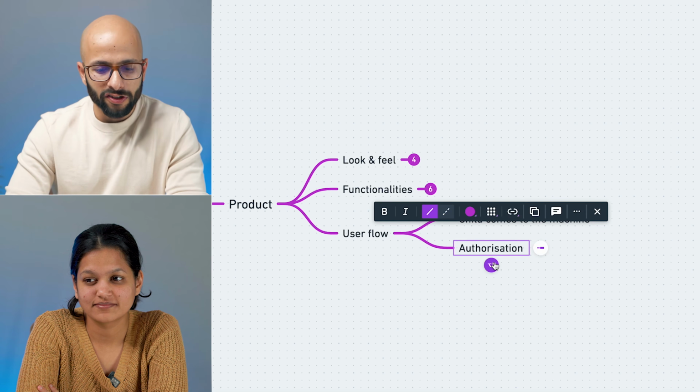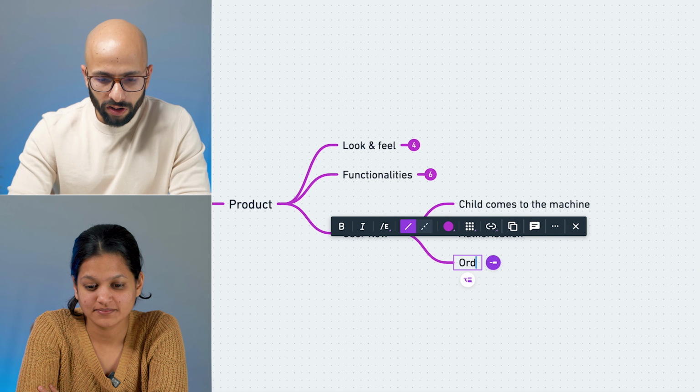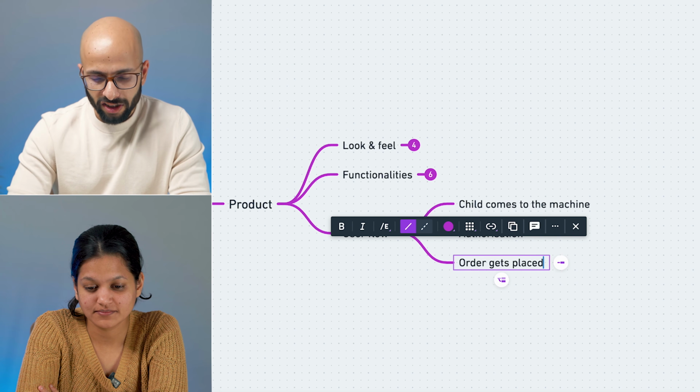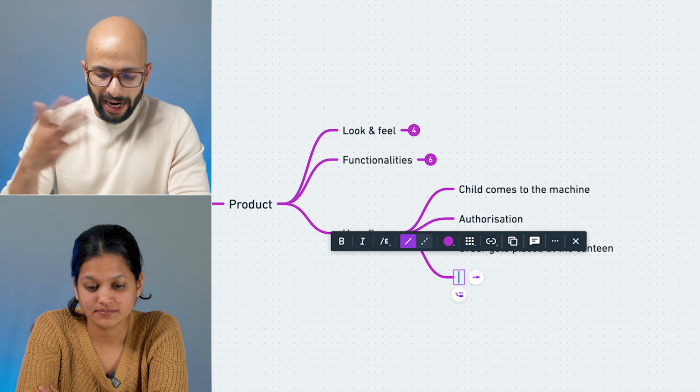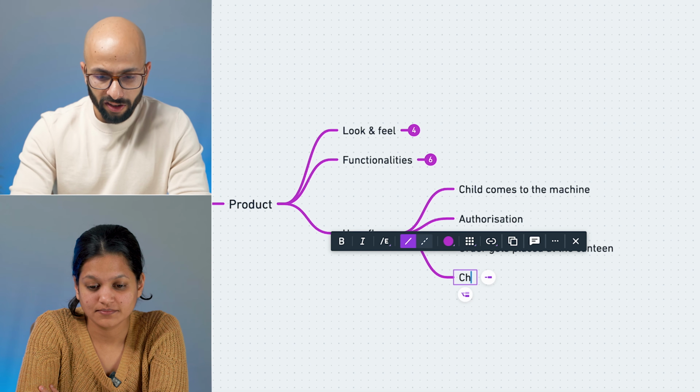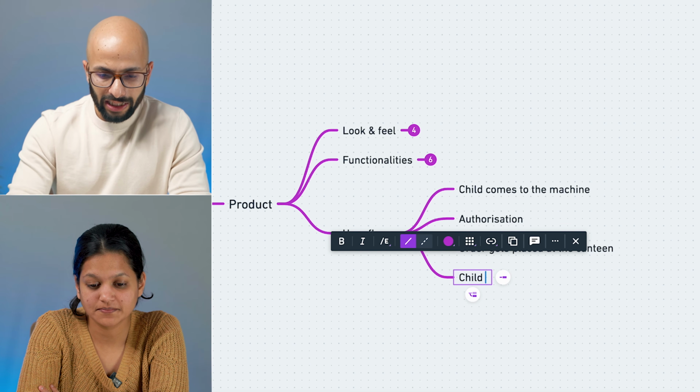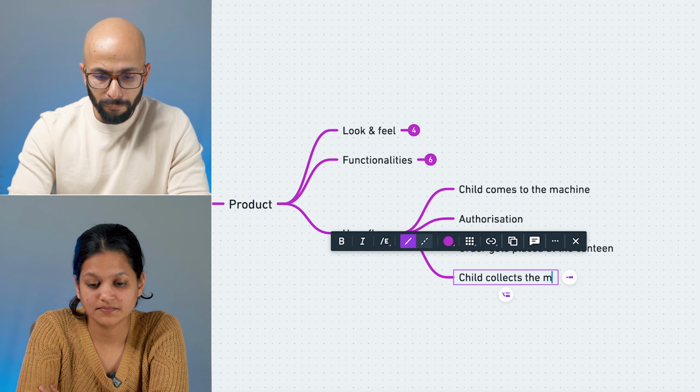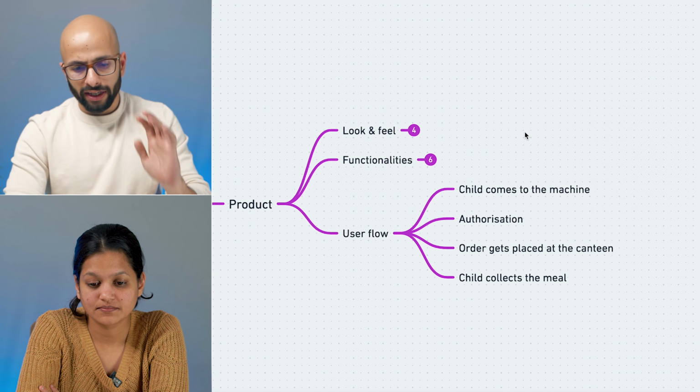But the flow remains: authorization is done, order gets placed at the canteen, right? And then the user, which is the child here, collects the meal. This is the overall thing.